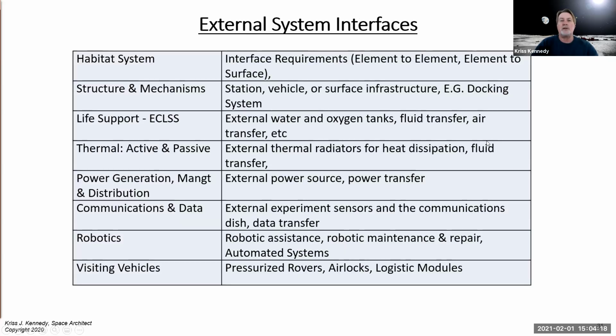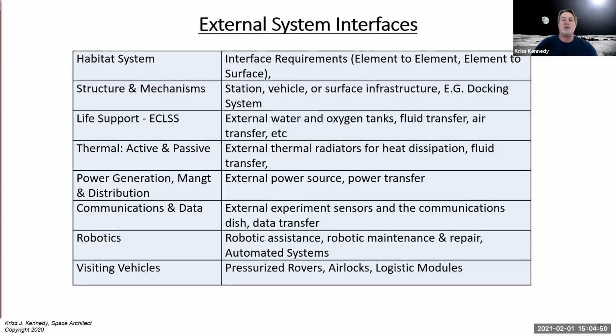You also need to consider the external subsystem interfaces of a habitat. And the habitat has several aspects to consider. The habitat system itself has an interface for element to element or element to surface, or both. The structure mechanisms, you need to think about the station, the vehicle, the surface structure, docking mechanisms, etc. Mounting mechanisms if you have solar arrays and communications antennas, and so on.